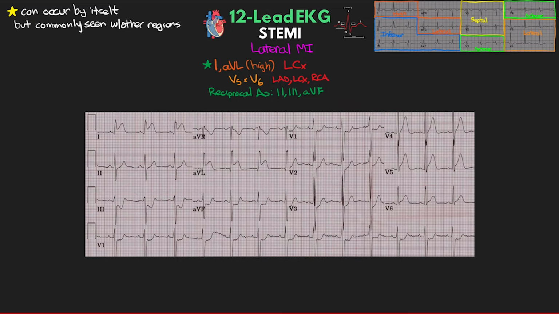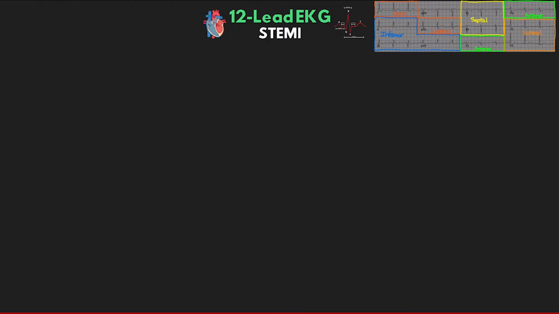So in this example here, we can see clear ST elevation in leads 1 and AVL, but also V5, as well as probable elevation in V6. We do have our classic reciprocal changes in the inferior leads, 2, 3, and AVF, but we also see some ST depression in the anteroseptal leads, V1 through V3. These could be reciprocal changes, so maybe think posterior MI in left-dominant patients, or ischemia in those regions as well.